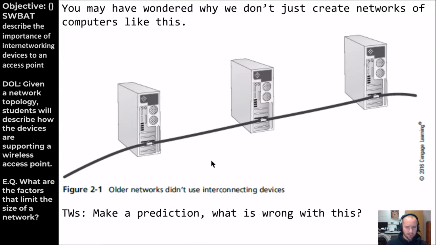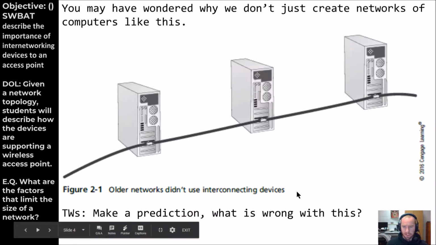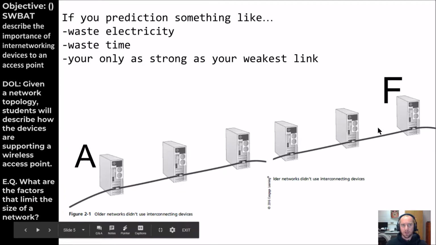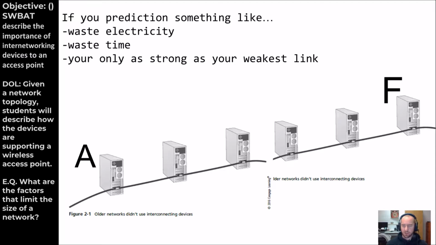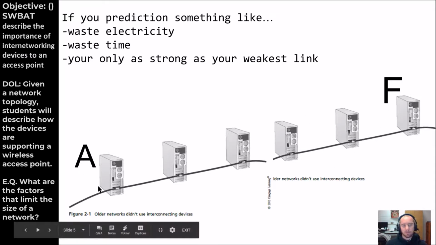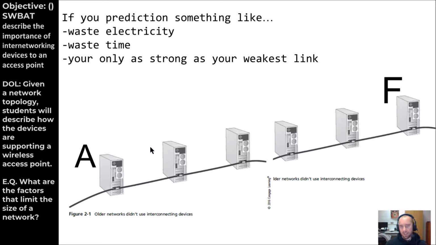So before I tell you why it was a bad idea, can you make a prediction? What is so wrong with this? So if you said anything about wasting electricity or maybe wasting time, these are definitely right answers. And as you may have guessed, if computer F over here is being sent a message by computer A, you're only as strong as your weakest link. If one of these computers is down, computer F will not be getting that message.